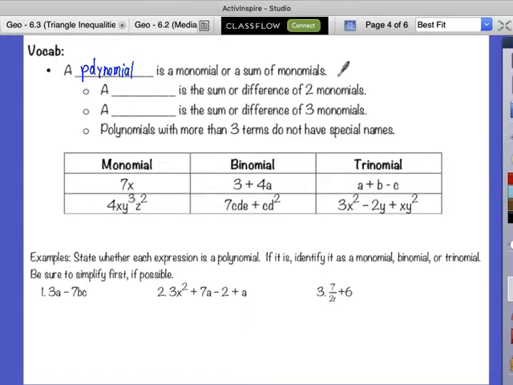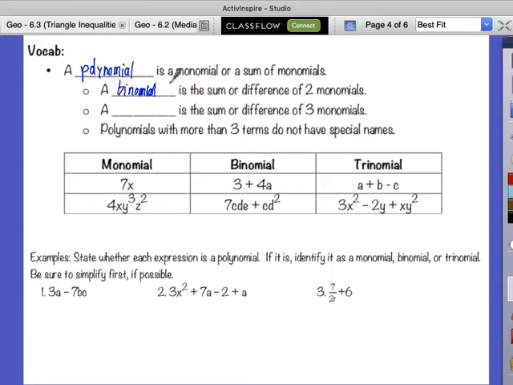So then we have different types of them that get a little more specific. So a blank is the sum or difference of 2 monomials. So if we have 2 monomials together, it's a polynomial, but more specifically, it's called a binomial. Then you'll know why we call it a binomial. 2. Because bi means 2, right? Bicycle, bilingual, 2 languages. What do we think we'll call the sum or difference of 3 monomials?